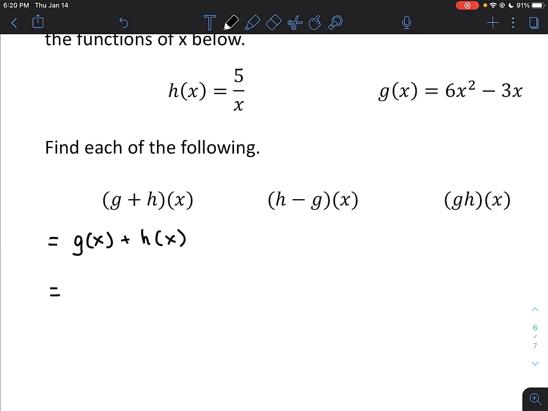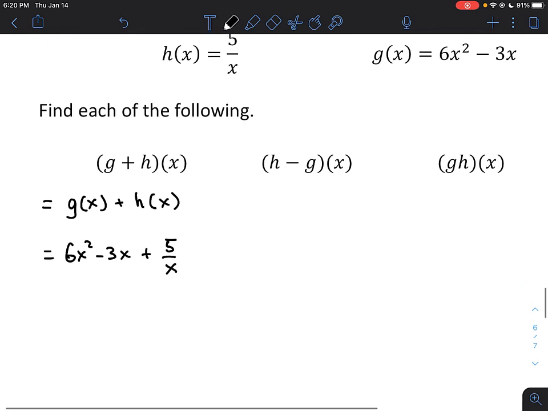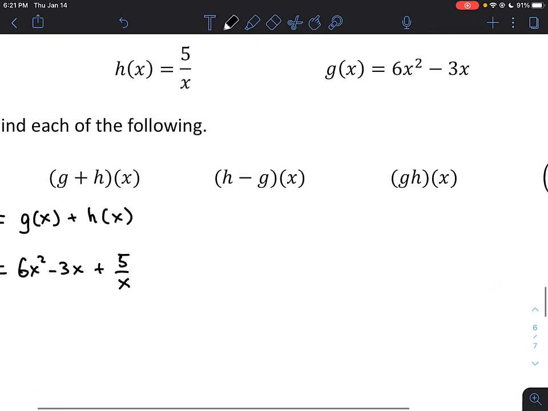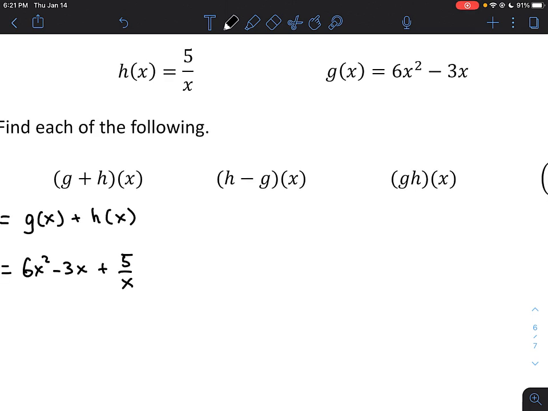And you do this by simply taking the rule of g. So the rule of g is 6x squared minus 3x, and you add that to the rule of h, which is 5 over x. And then you look for any possible similar terms that you might combine. Here there are no similar terms, so we just stop. When I see h minus g of x, this just means to do h of x minus g of x. So we do the rule for h of x, which is 5 over x, and we subtract the rule for g of x, which is 6x squared minus 3x.